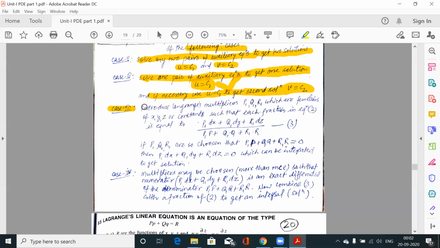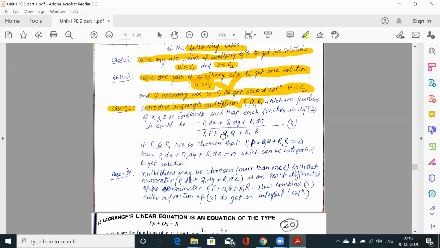So the next case is to introduce Lagrange's multipliers, capital P, Q, R, which means P1, Q1, R1, since we have already used p, q, r. So now we are using P1, Q1, R1 as multipliers. As I told in the example with l, m, n, in that place I am now using P1, Q1, R1. We call these coefficients or constants Lagrange's multipliers.